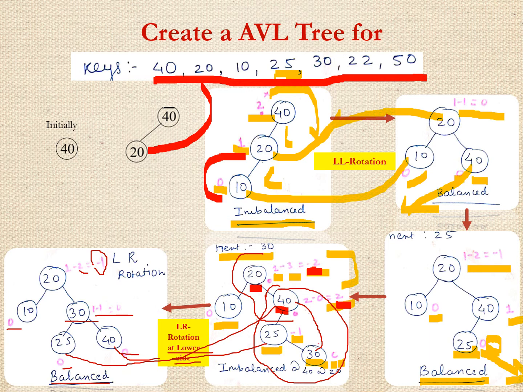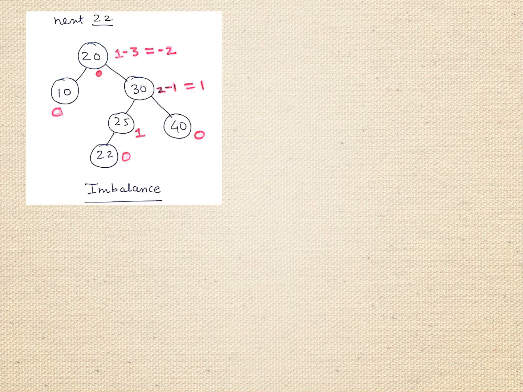So now the problem is over after adding the number 30. Now proceeding towards adding the next number, 22, in this current tree. So 22 will be added on the left child of your 25. So proceeding for the next one. So now 22 is added at the left child of your 25.